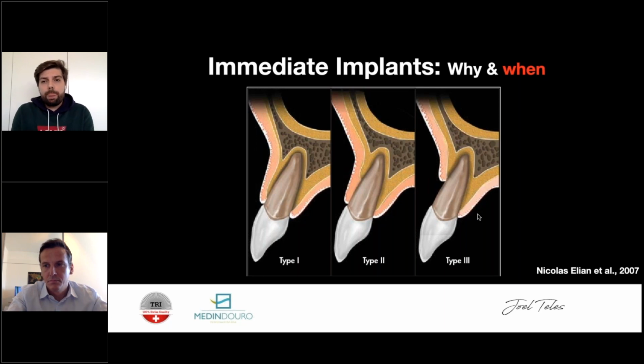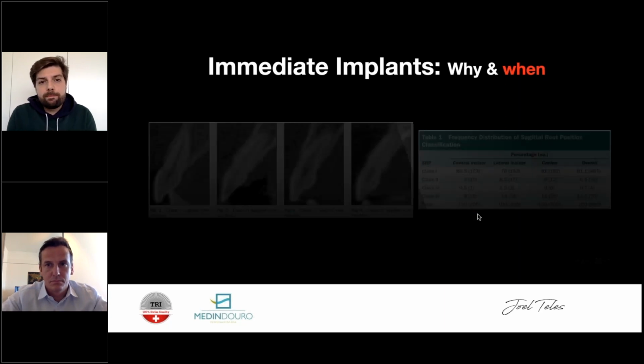And on type 3, it's not perfectly clear now, and you're going to see why further in the presentation, but in theory, you should reconstruct the ridge first and then place the implant after 6 to 9 months, and then try to do your restorations.